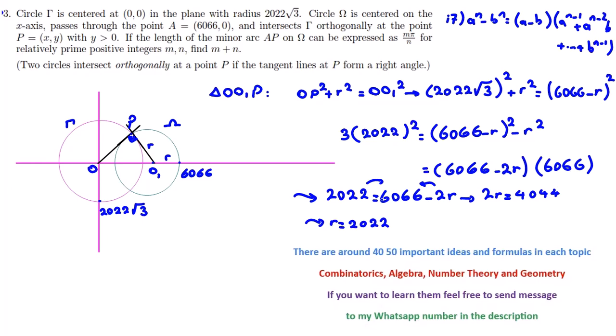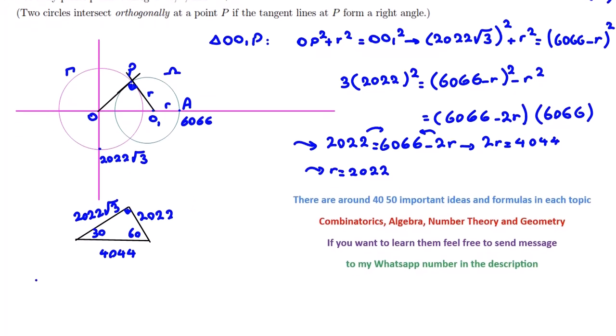Because R is 2022, when we want to find AP, we should find this angle. Now we know the sides of this triangle. R is 2022, OP is 2022 root 3, and OO1 is 6066 minus R, which is 4044. So this angle is 30 degrees, half of 60 degrees, so this angle is 120 degrees.